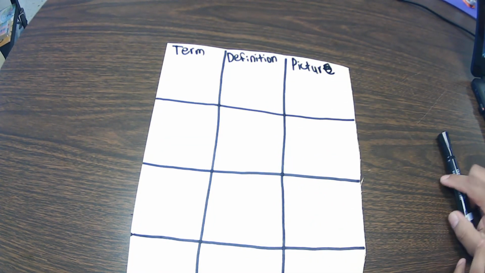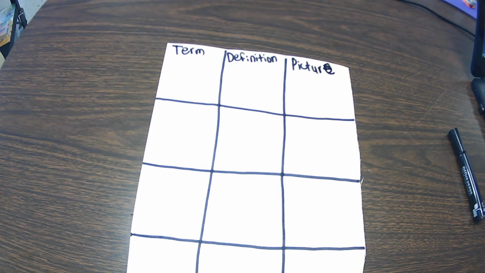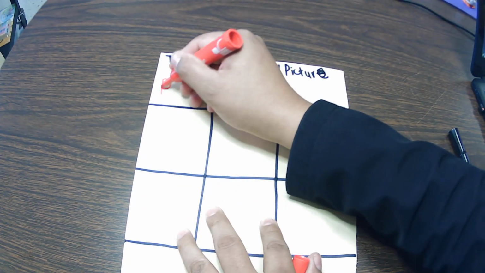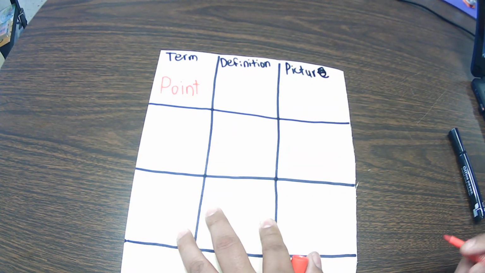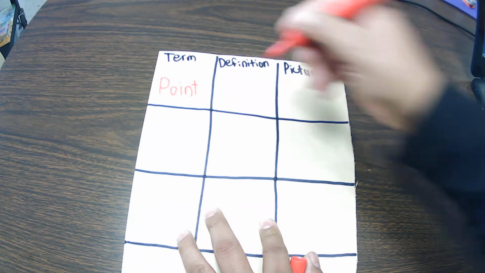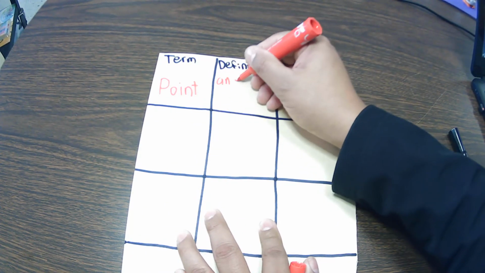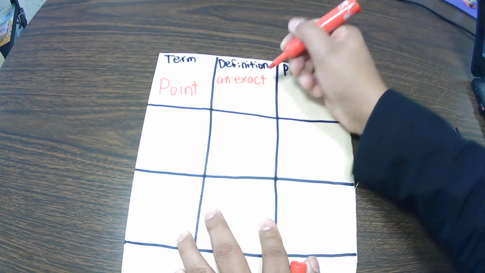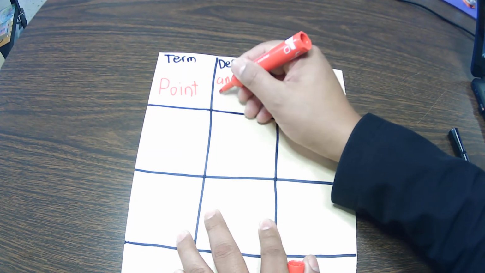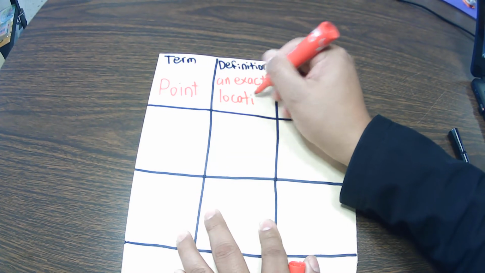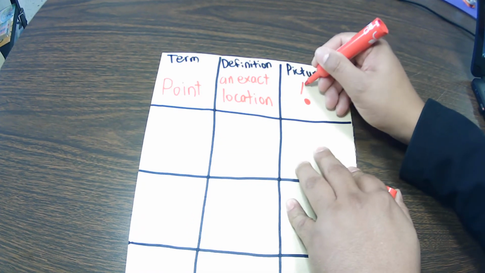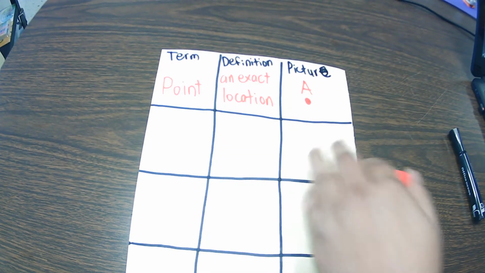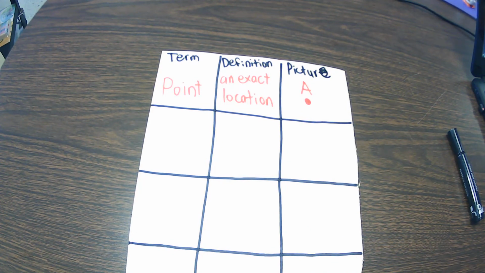Alright, so now we are going to start with the first one, and the first one is going to be a point. The term is point. La palabra es un punto. And a point is an exact location. Un punto es una locación exacta. And it looks something like this. That's a point, and that's the location where A is. That variable A.